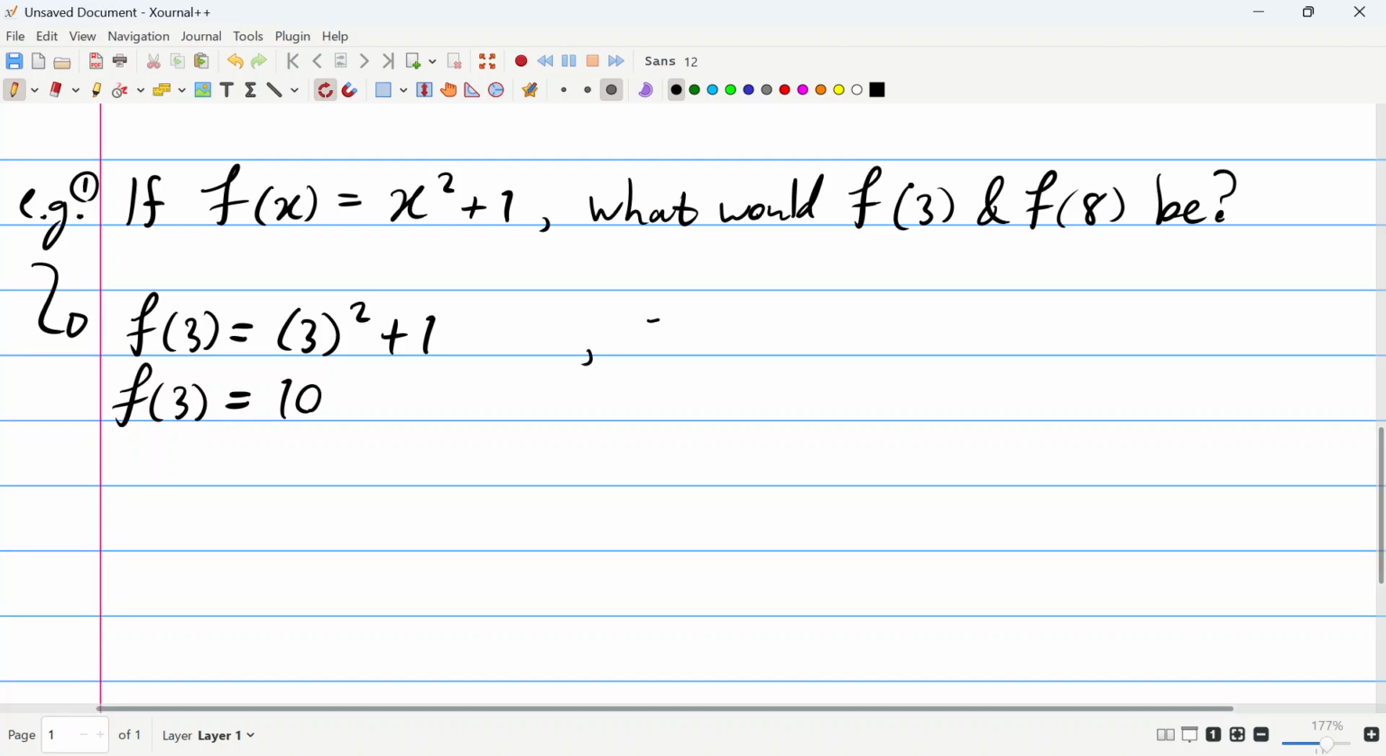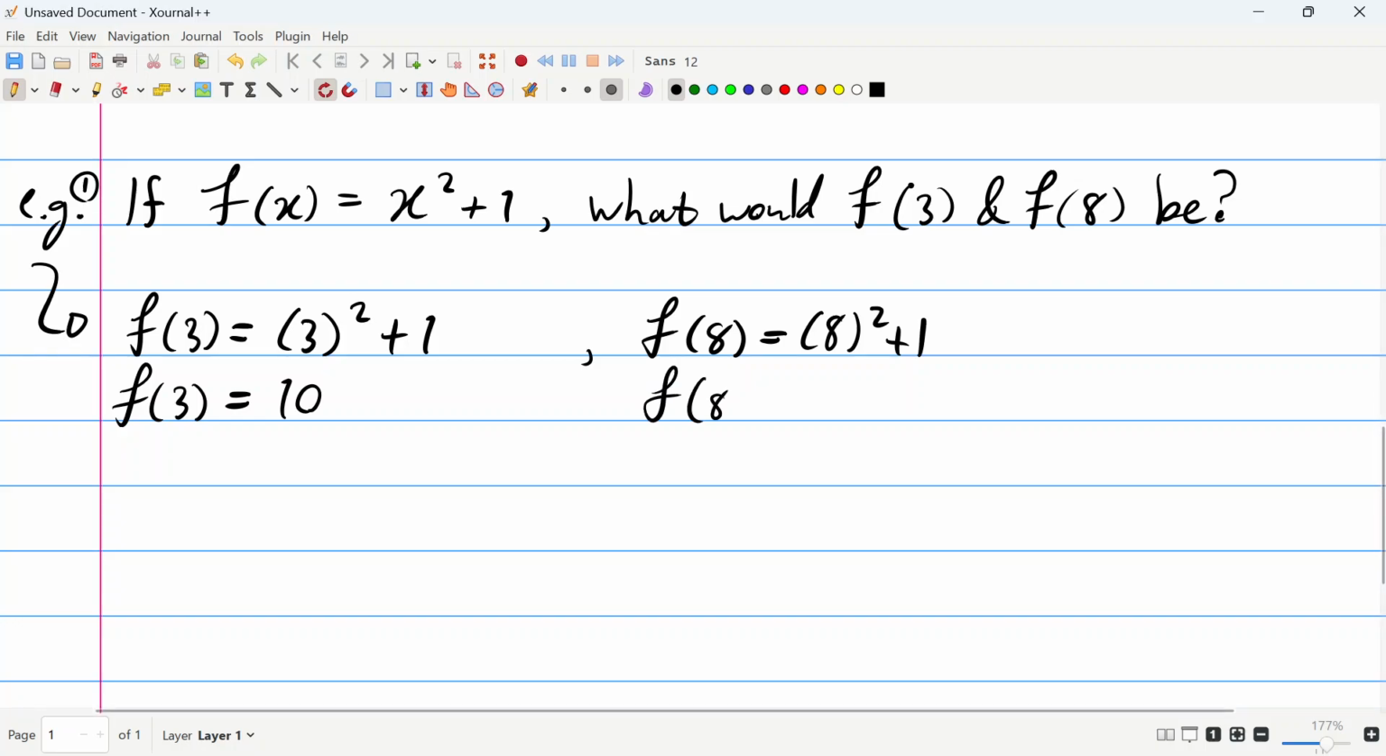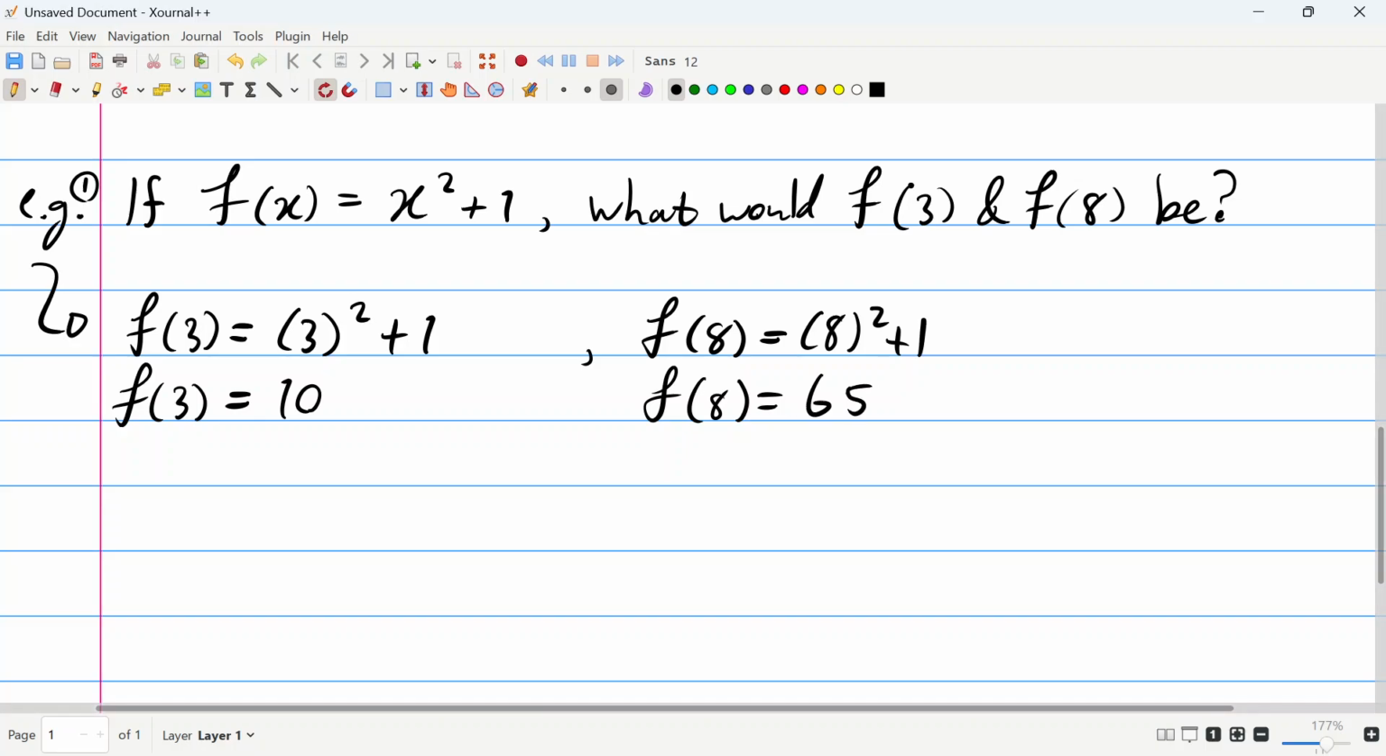What about f of 8? Well, f of 8, it's the exact same process. Notice we're replacing x with 8, and then wherever we see x on the other side, we will replace it with 8. Therefore, it will be 8 squared plus 1. Therefore, f of 8 is just going to be 8 squared, where 8 squared is 64, plus 1, which is 65. There we go. That is how to deal with the functions in terms of f of x.